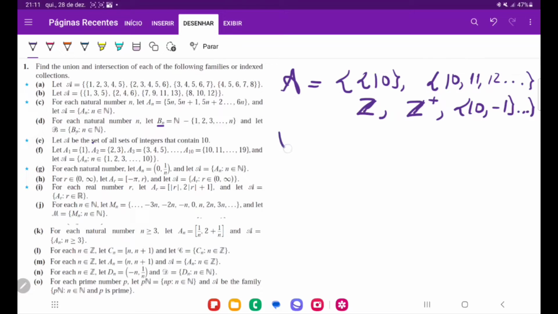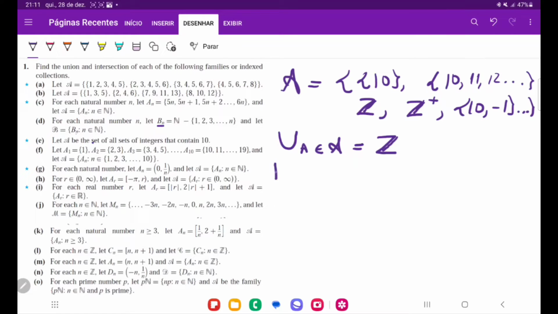So the union of all of these, the union of A belonging to A, well, what is the biggest set here that contains every single element that is in this set of sets? And we can see that this is the set of integers, right? Every single possible element that is in this family is contained in the set of integers, since the family is the set of all sets of integers.